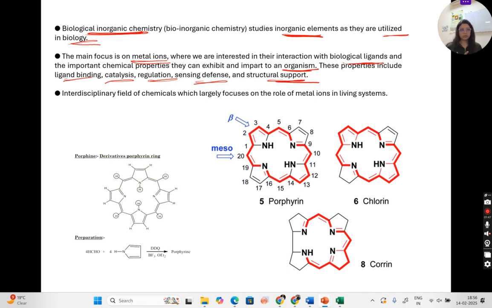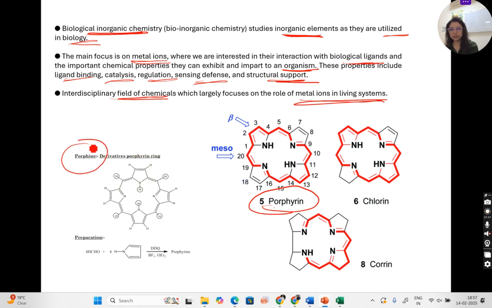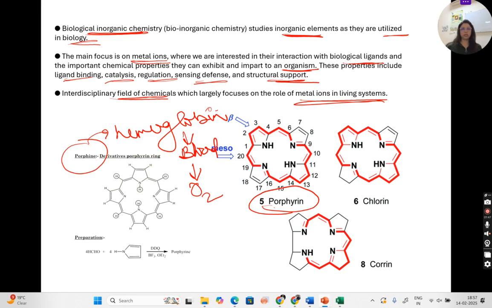So the study of these metal ions with ligands consists of bioinorganic chemistry. This is an interdisciplinary field of chemistry which largely focuses on the role of metal ions in living systems. Starting with bioinorganic chemistry, the first thing that comes to mind is the porphyrin ring, or porphyrin, which gives us hemoglobin, which is an important factor in blood to carry oxygen in our body.